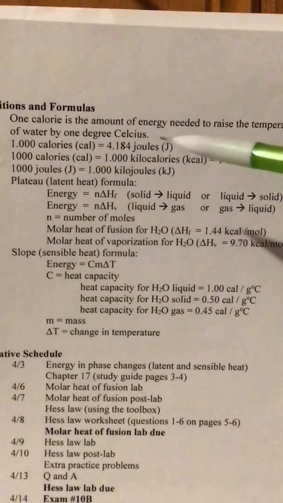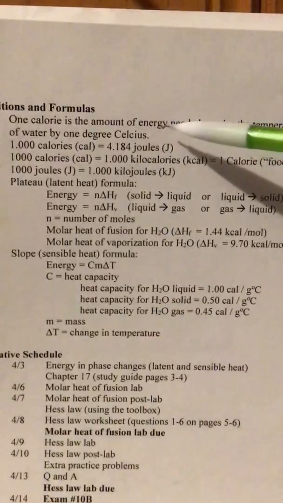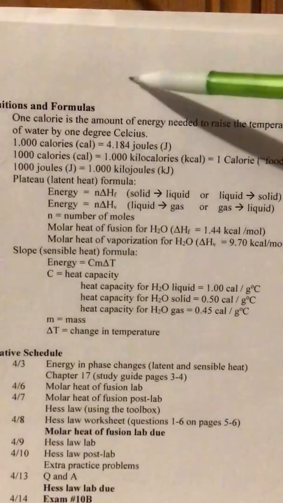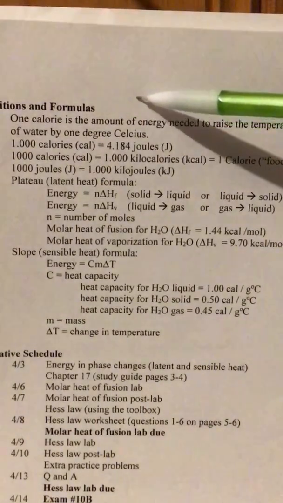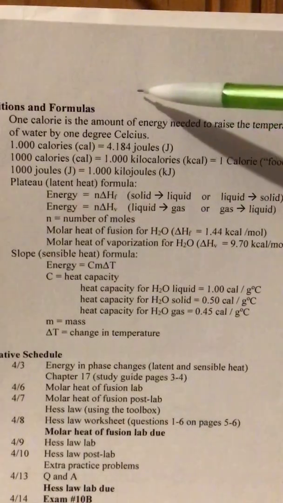Just to note, a food calorie, food gives you energy. A food calorie is actually a kilocalorie, or 1,000 calories. There's 2 main formulas. One is the plateau formula, and one is a slope formula.